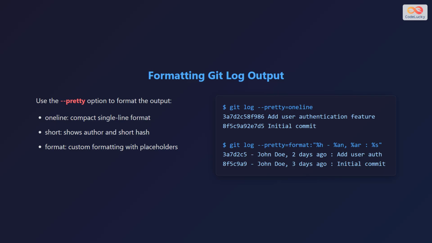The --pretty option in Git Log allows you to customize the output format of the log messages. There are several predefined formats available, such as oneline, which displays each commit in a compact, single-line format, and short, which shows the author and abbreviated commit hash. Additionally, you can create custom formats using placeholders. The command $ git log --pretty=oneline will show output in a single line. And $ git log --pretty=format:"%h %an %ar %s" will show the short commit hash, author name, author date relative, and subject.